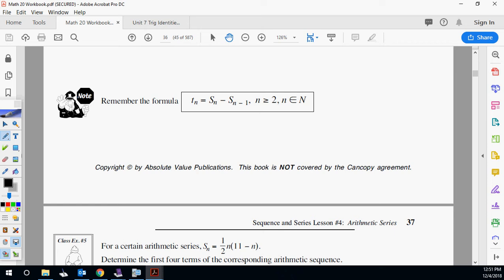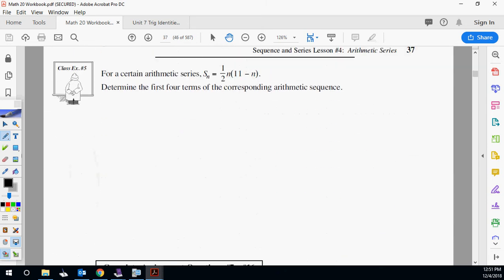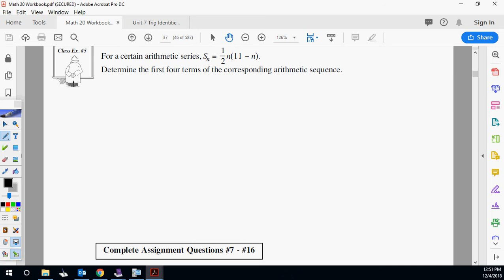Okay, what does it mean by n greater than or equal to 2? Well, you have to do the second series, right? Because you can't do the first series minus the 0 series. There's no 0 series, so you have to start with the second one at the minimum. All right, so let's go ahead and see how this can help us.